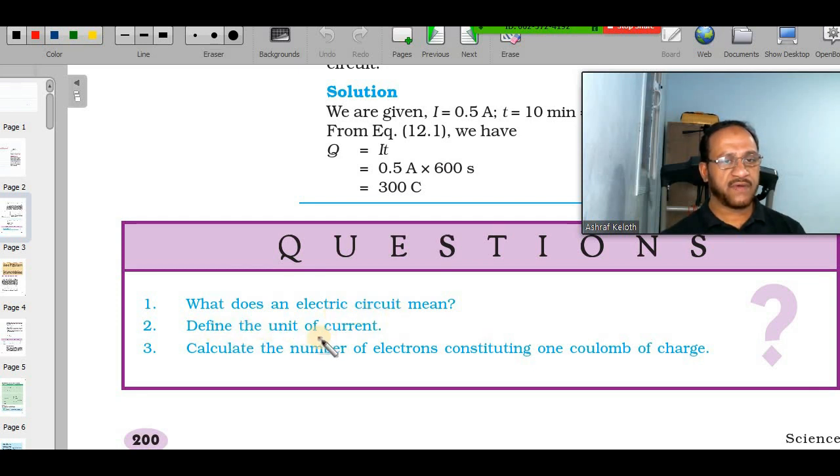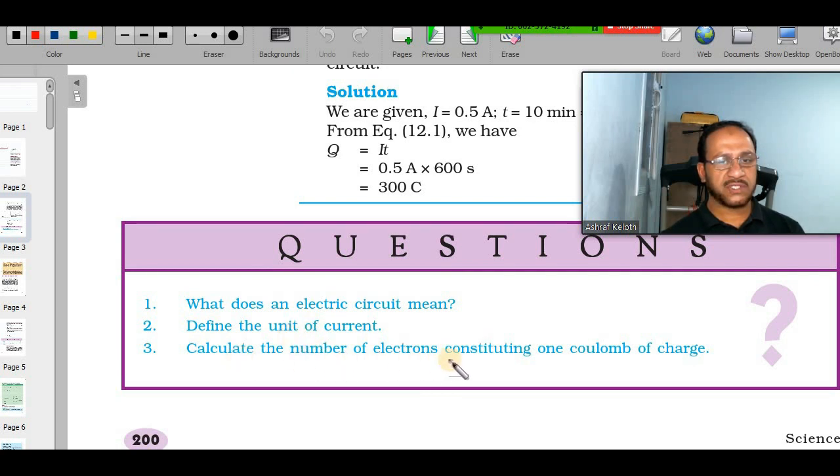Define the unit of current. Means you have to define 1 ampere. So ampere is the unit of current, or 1 ampere can be defined as: if 1 coulomb charge flows through a conductor in unit time, in 1 second, then it is considered as 1 ampere. Okay.